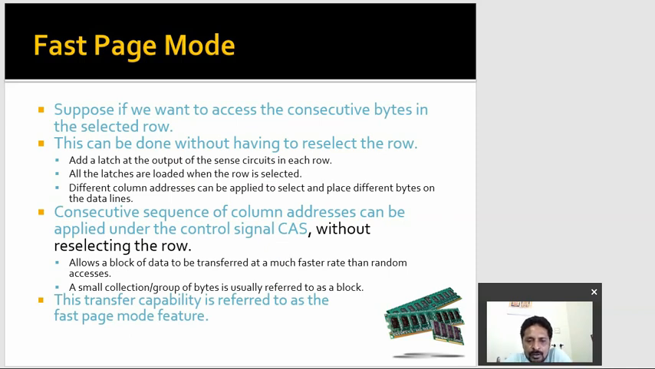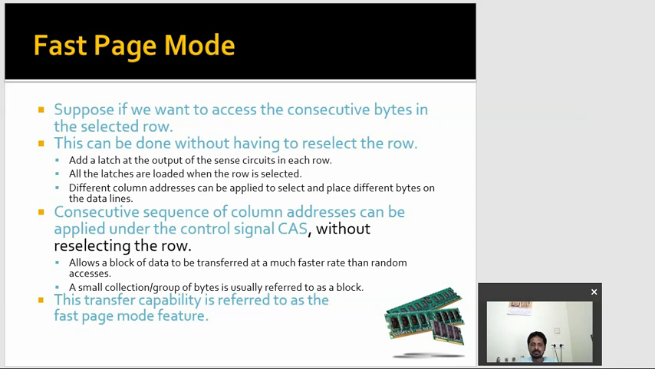Here one more, fast page mode. Suppose we want to access consecutive bytes in the selected row. This can be done without having to reselect the row again. Whenever you want to get all the elements of one row, every time there is no need to reselect that particular row. Suppose I am taking elements from the second row, every time you would write 21, 22, 23, 24. Instead of selecting the 2 every time, because 2 is common, I am changing the column address: 21, 22, 23, 24, 25 like that.